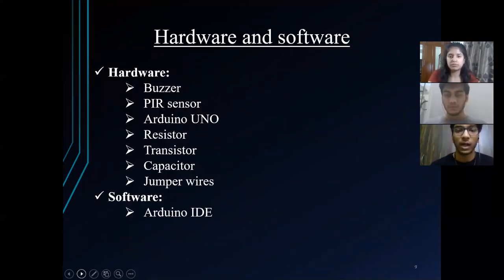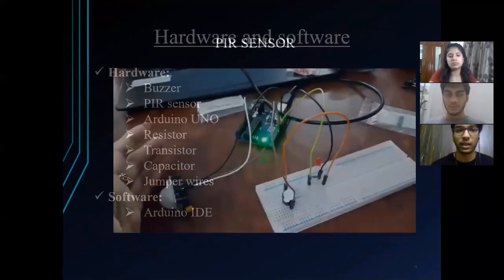So moving on to the hardware and software part. For the hardware, we are using a buzzer, PIR sensor, Arduino Uno board, resistor, transistor, capacitor, and jumper wires. And for the software part, we are using Arduino IDE, and we have used Tinkercad for simulation.